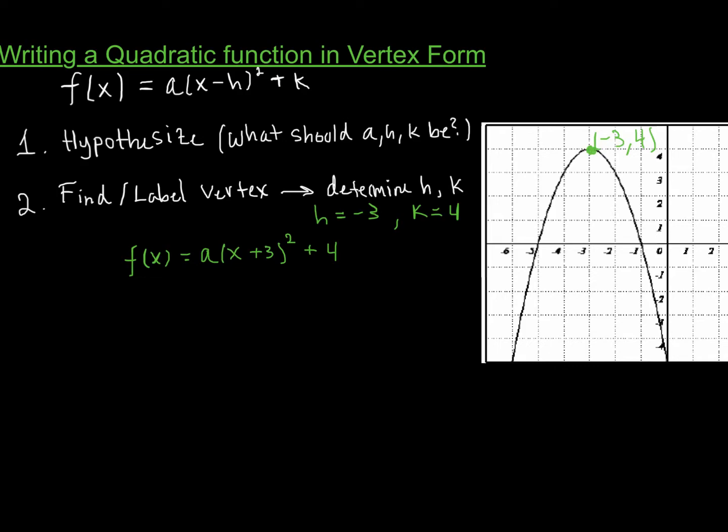Okay, so I want you for a second to pause and think about what you could do. What information do you have from your graph that could help you determine exactly what the a value is? We already know that we think it should be negative, but how could you figure out the exact value of a?